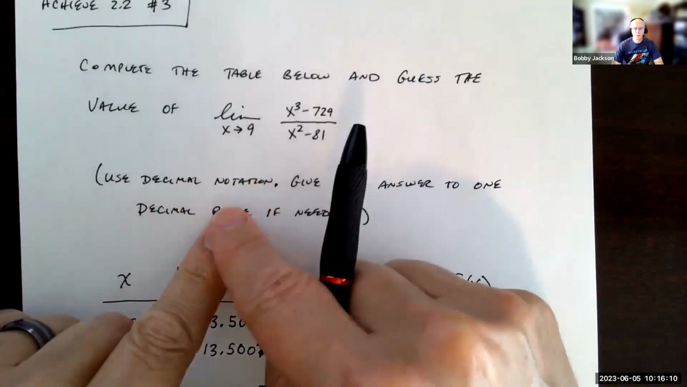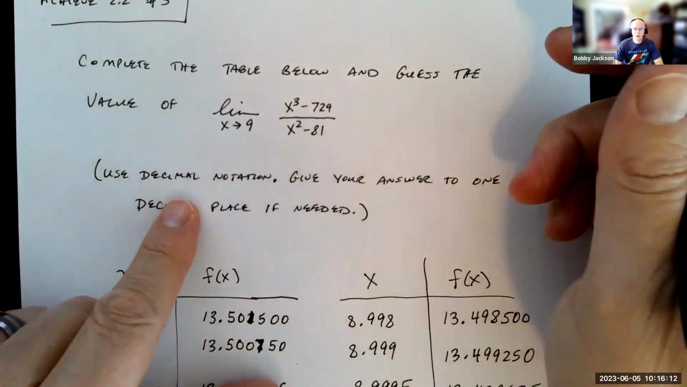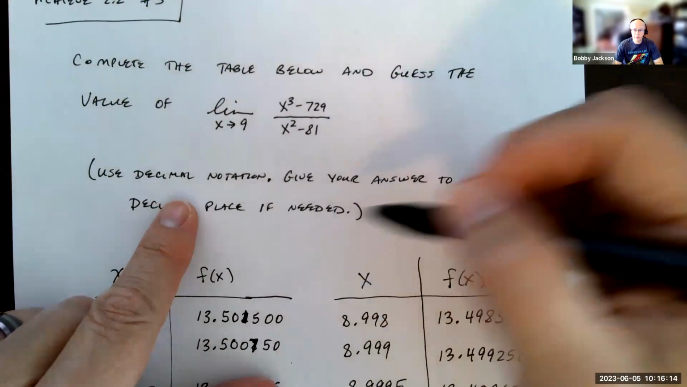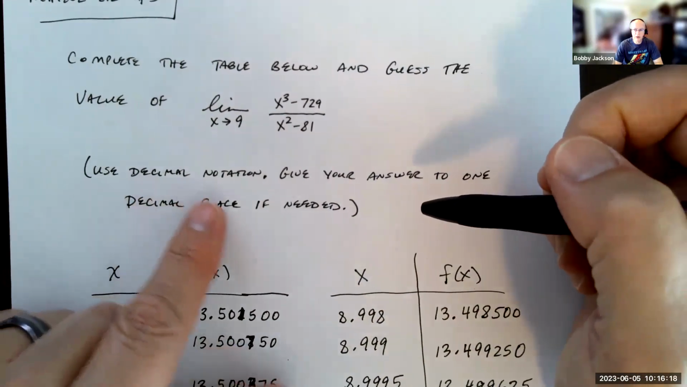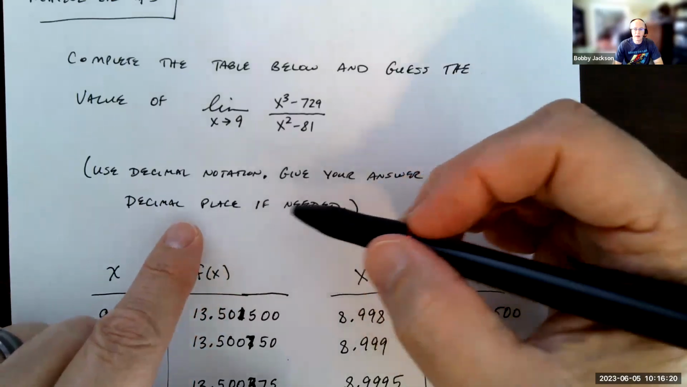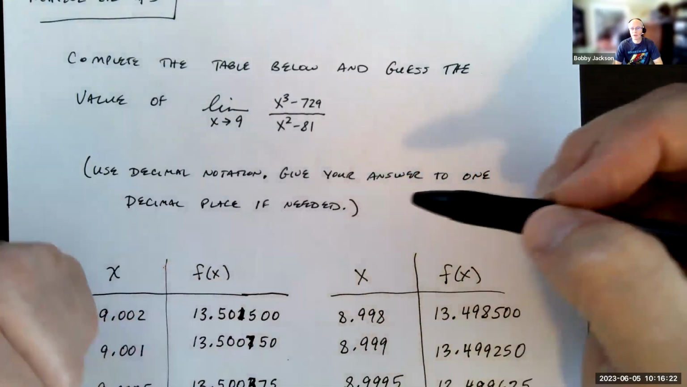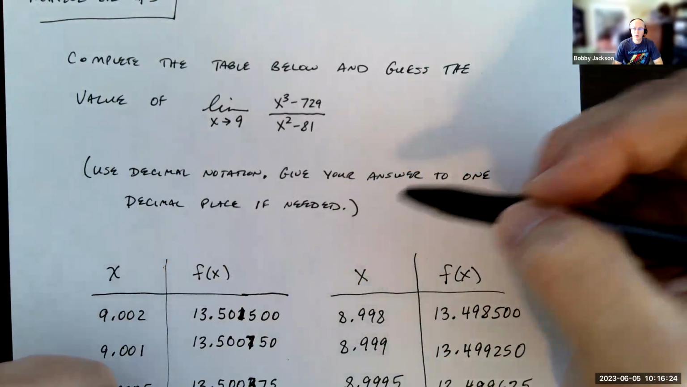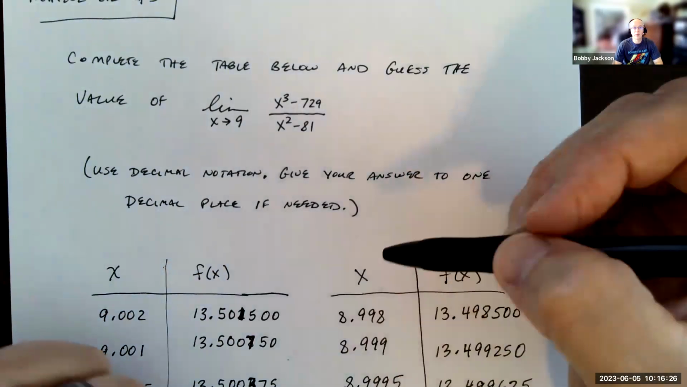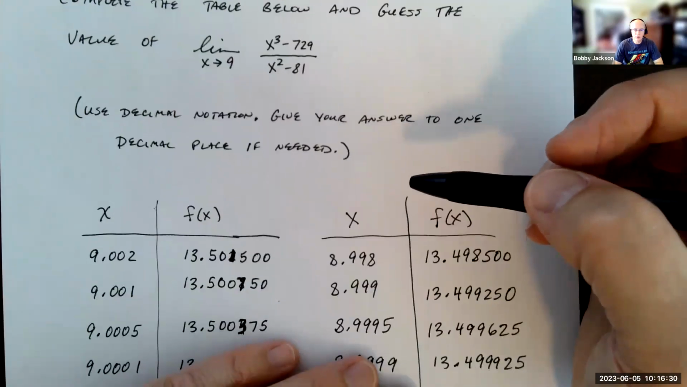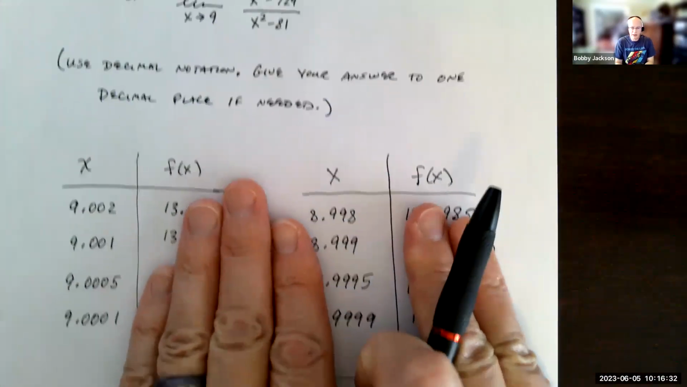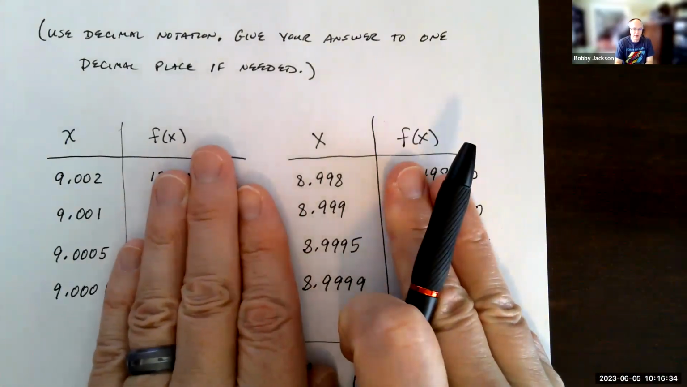Make sure you're careful of their parenthetical information. That's important for how you enter the final result. You use decimal notation, and then give your answer to one decimal place if needed. So that means if you need to, depending on the table, round to one decimal place in this case. So here's the table, and they give you those values there, and we have to figure out what those are.